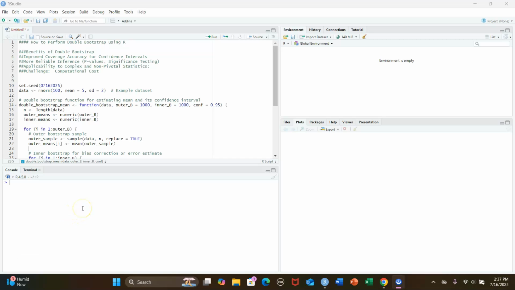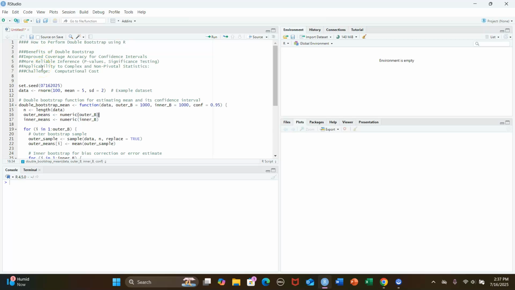Hello. In this video, I want to show you how to perform double bootstrap using R. The double bootstrap is a bootstrap of a bootstrap. For each bootstrap sample, you do another bootstrap of that bootstrap sample. So there are two loops, two layers of bootstrap.